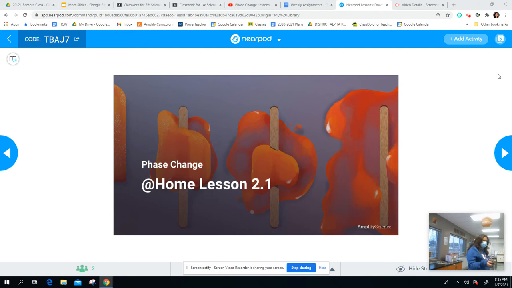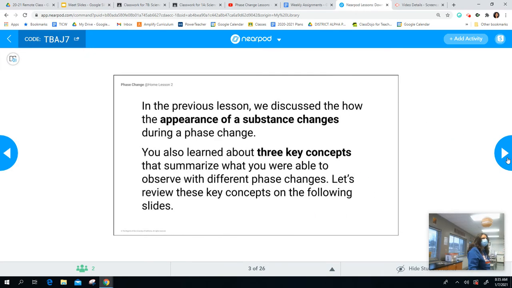All right, so lesson 2.1. In the previous lesson, we discussed how the appearance of a substance changes during the phase change. You did that through the videos. And we talked about the solid, the liquid, gas, and how it changes, right? The solids don't, the gas changes to the shape of the rooms, the containers, and the liquids take the shape of the container as well. You also learned about the 3 key concepts that we just talked about.